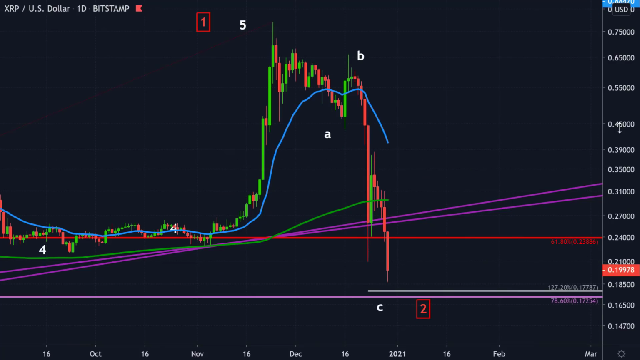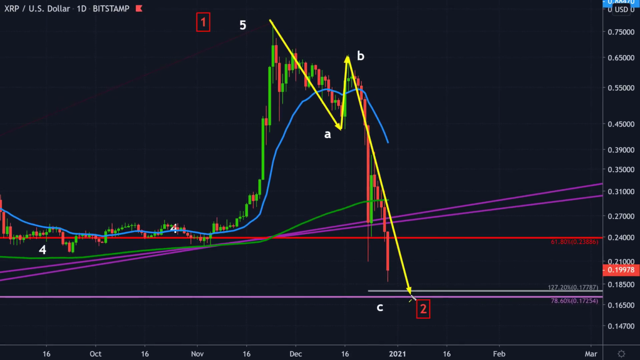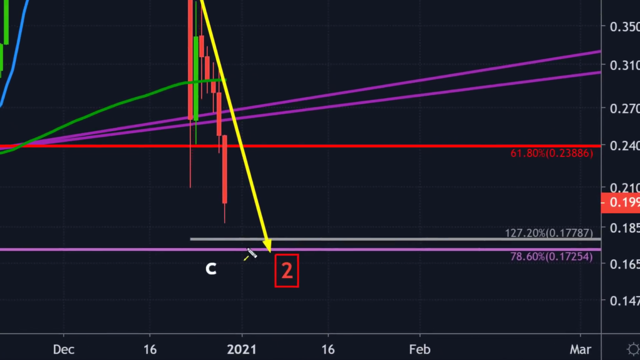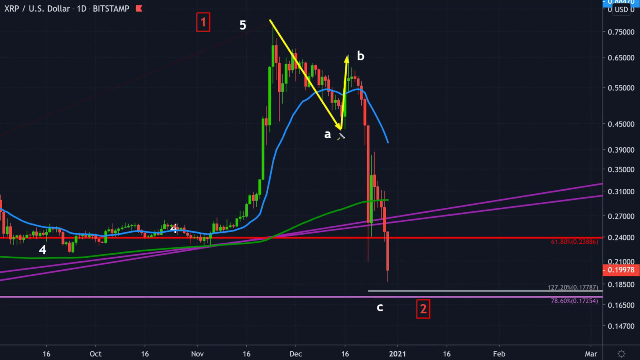You will notice that I put my potential C wave. In other words, guys, if this is the A wave, B wave bounce, the C wave could extend to where I put the 78.6% retracement at 0.1725. And in fact, that actually makes a lot of sense to me because here's the deal.